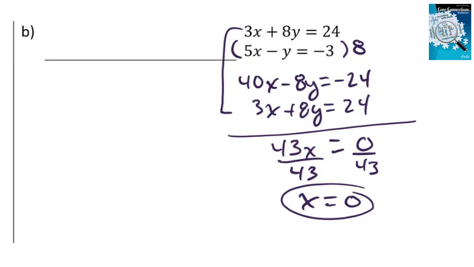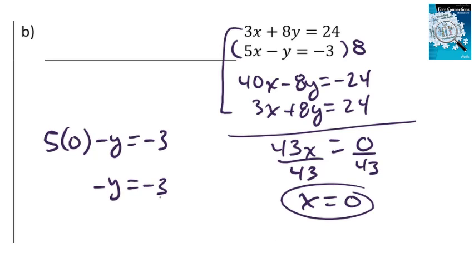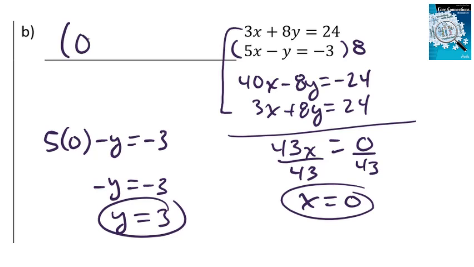I think I'll use this second equation to calculate y. So again, 5 times x minus y equals negative 3. If I simplify that, it's simply that the opposite of y is negative 3. And if I divide both sides by negative 1, or multiply both sides by negative 1, I get that y is the number 3. So again, as an ordered pair, my solution is x is 0, y is 3.